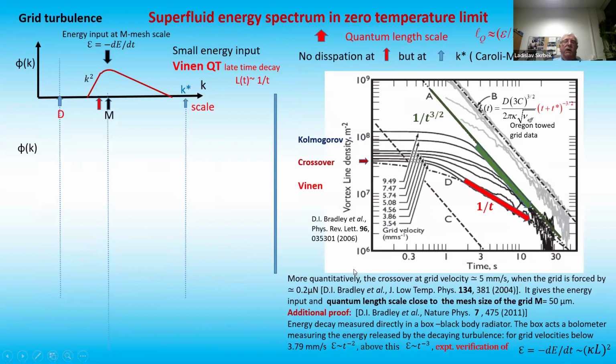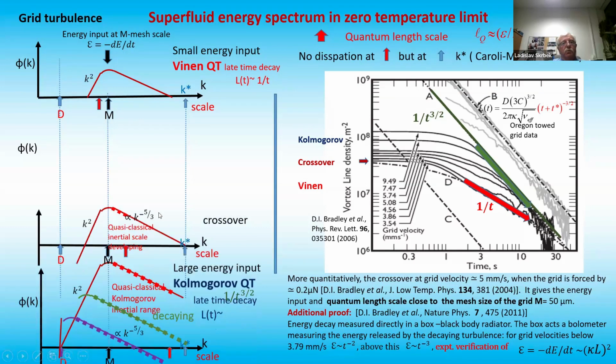Okay, but now I mean the quantum turbulence in this very low temperature limit. So what's going on? First, you drive it on the size of the mesh, as I have shown you. And if you drive it very, very little, then the quantum length scale is of the same size as where you drive it. So because of that, there is just Vinen quantum turbulence. And the decay of the Vinen quantum turbulence goes as 1/t. That's the signature or fingerprint of Vinen turbulence, if you like.